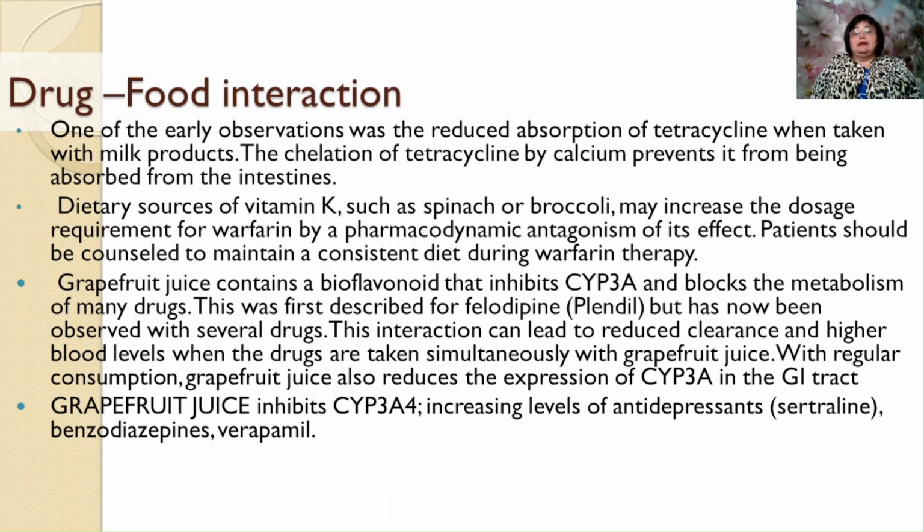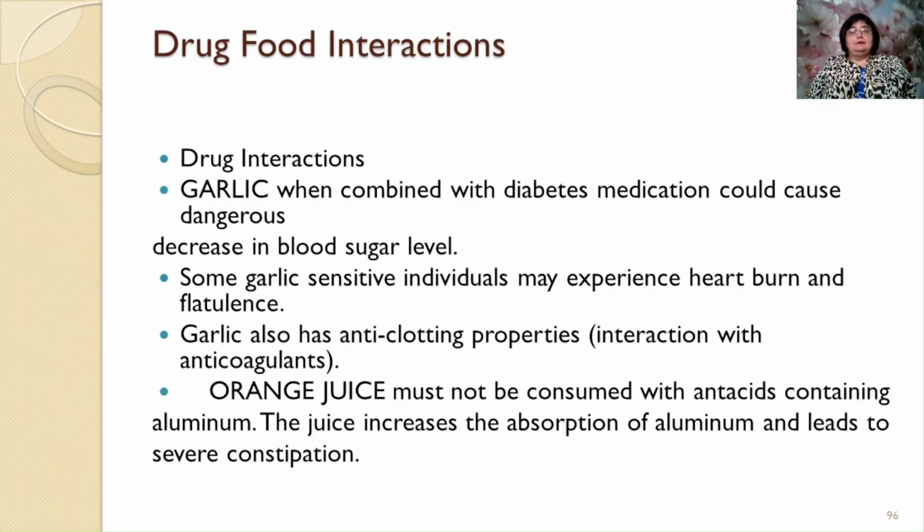Grapefruit juice contains bioflavonoids that inhibit cytochrome 3A4 and blocks the metabolism of many drugs. This was first described with felodipine, Plendil, but has now been observed with several drugs. The interaction can lead to reduced clearance and higher blood levels when the drugs are taken simultaneously with grapefruit juice. With regular consumption, grapefruit juice also reduces the expression of cytochrome 3A4 in the GI tract. Grapefruit juice inhibits cytochrome 3A4, increasing levels of antidepressants, sertraline, benzodiazepines, and verapamil.